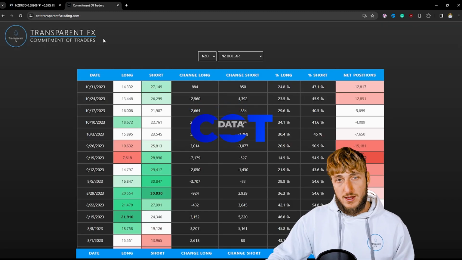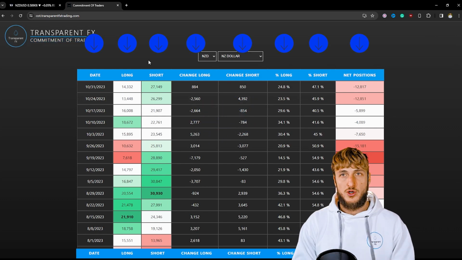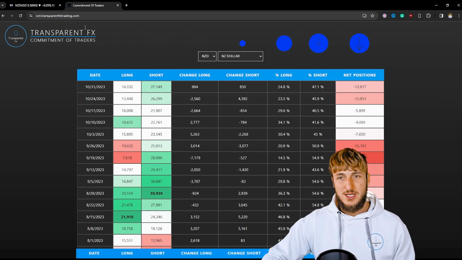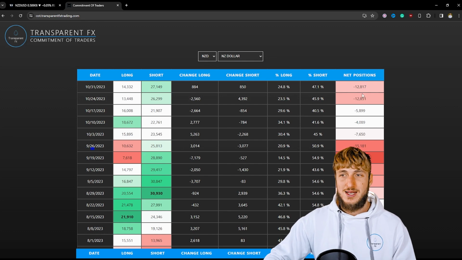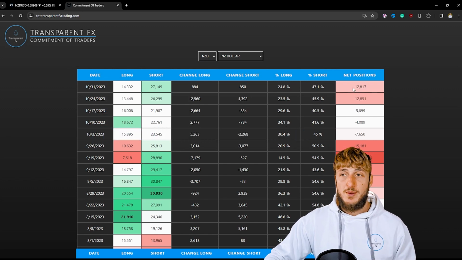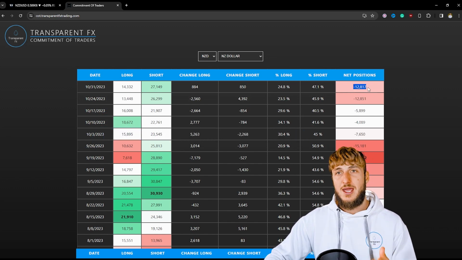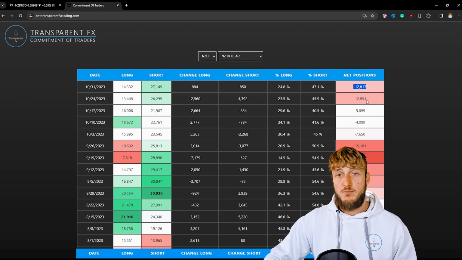Now, if we go and see what we have when it comes to the commitment of traders, so the COT data, which is what the non-commercials, so the biggest speculators in the market are doing, and we check the data precisely for the NZD, what we can see is that with the last reports, net positions have actually been increased. We went from having minus 21.2k net positions all the way up to having minus 12.8k net positions. So essentially net positions got doubled to the bullish side.